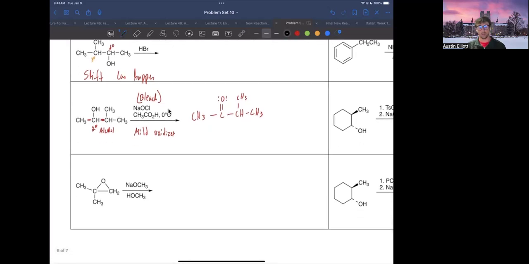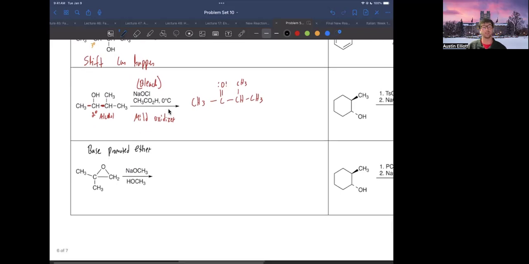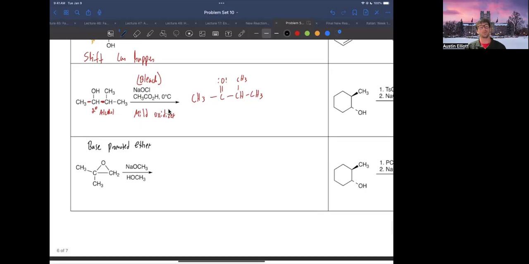Now moving down here, we have our base promoted ether reaction. Not base ether, base promoted ether. And it functions in the anti-Markovnikov way. So it's going to add our group to the less substituted carbon and form the alcohol on the more substituted carbon for this one.